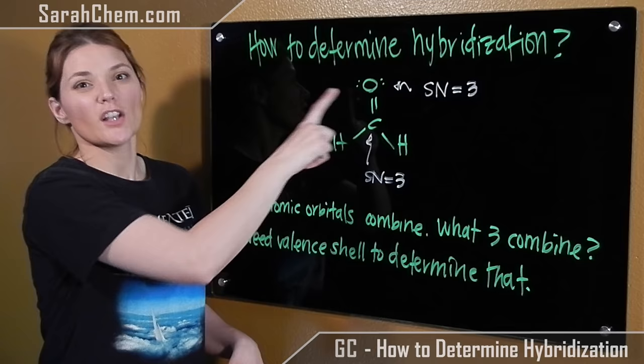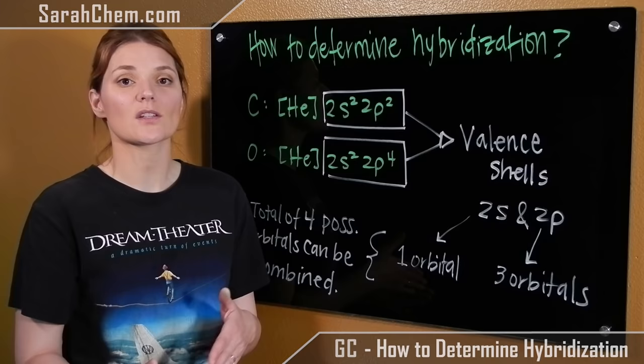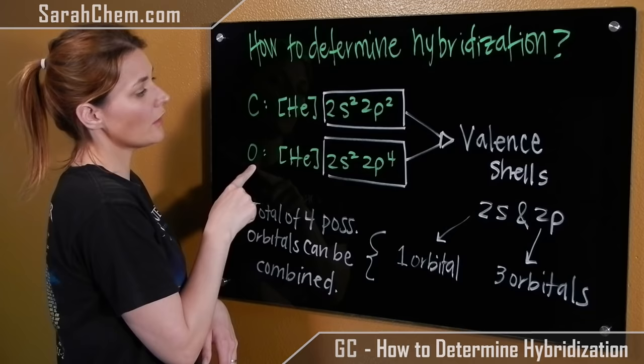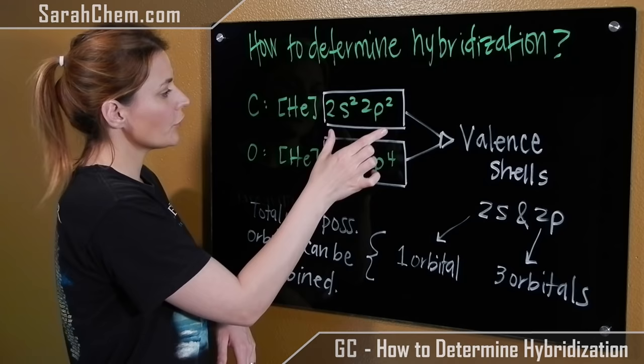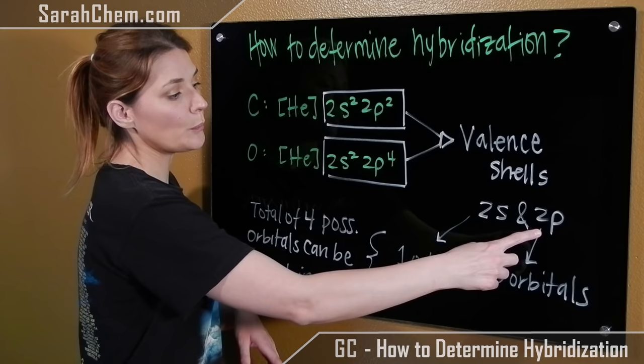Now our next task is to figure out which atomic orbitals can be used in order to create the hybrids. Remember, once again, it is based on the valence shell that we have. If we look at the electron configuration for carbon and oxygen, we have these configurations, and these here represent the valence shell. For both carbon and oxygen, our valence shell is 2s and 2p. A really important thing to keep in mind is that in the 2s shell, there's one orbital, and in the 2p shell, there are 3 orbitals. That means we have a total of 4 orbitals that we are able to combine.